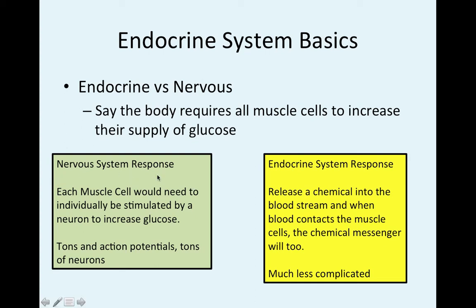If the nervous system was the only one that could do this, each muscle cell would need to be individually stimulated by a neuron to increase glucose. You'd have to go to each muscle, my biceps, my triceps, my quads, my hams, all of them, telling them to increase glucose. This would be tons and tons of action potentials, tons of neurons, and tons of energy. However, if we want to do the exact same thing with the endocrine system, all we would do is release a chemical into the bloodstream, and when that blood contacts the muscle cells, the chemical messenger would bind too, and it would tell the muscle cells to increase their glucose. It's much less complicated than sending hundreds and hundreds of different action potentials down.